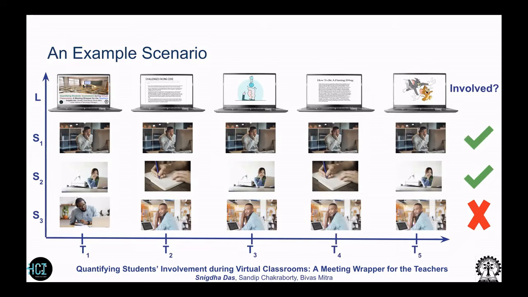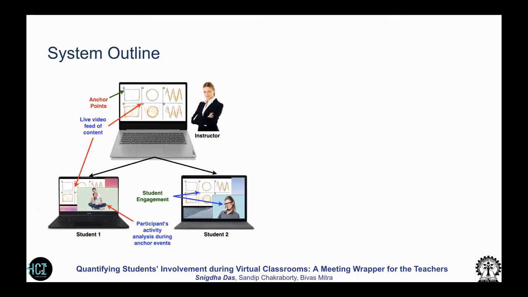Identifying the involvement in the class is not trivial, as the instructor is unaware of the activities being performed behind the camera. Furthermore, identifying the visual motion based opportunistic events during the lecture is non trivial. So, to address these non trivial issues, we have designed a system which has three major components.